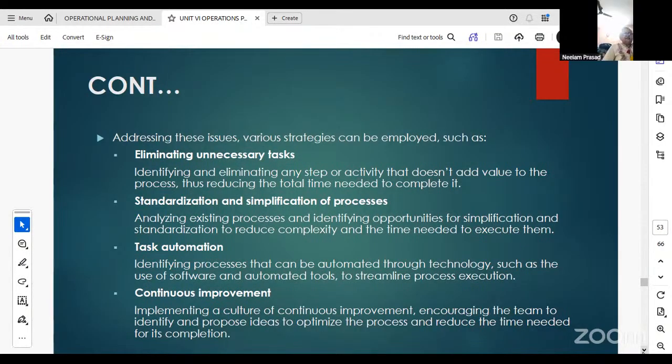So it is very clear that the first thing is, don't do unnecessary things, eliminating unnecessary tasks. Standardization, be very specific how the thing has to be done, and make the whole process, as far as possible, simple, so that people don't get confused. Then wherever possible, automate it. Then continuous improvement, as the Japanese have coined this word kaizen, that don't be satisfied with what you have done, try to do better next time, and so on. So this cycle has to go on.